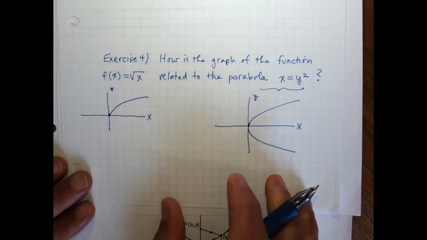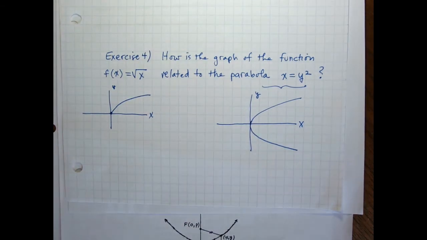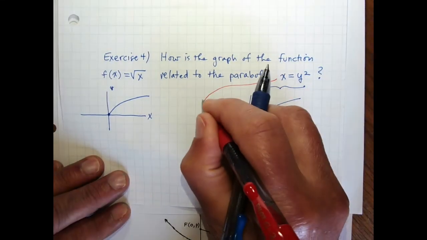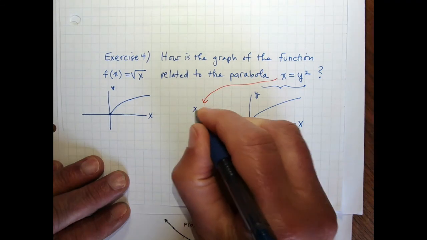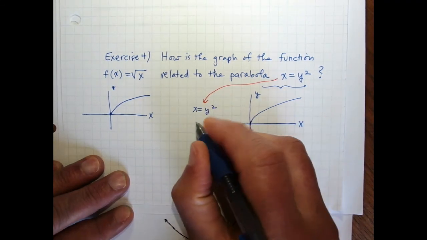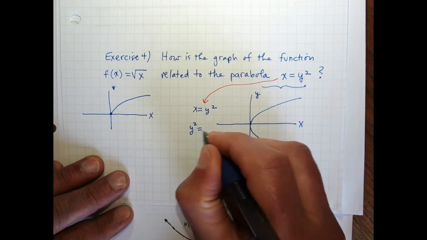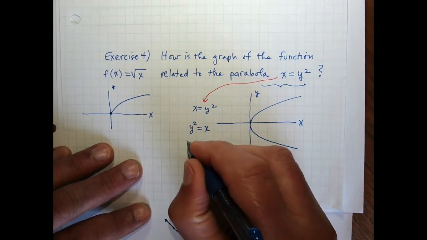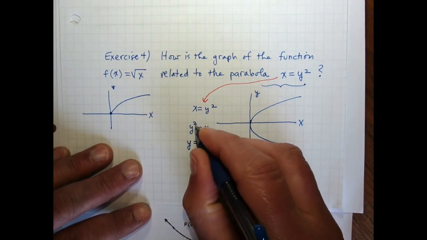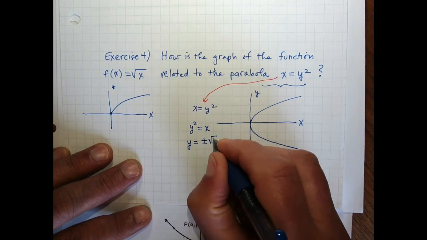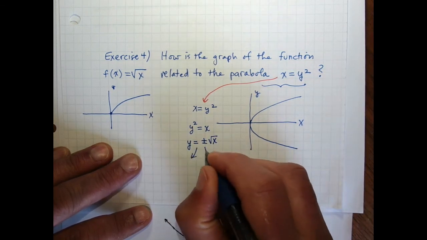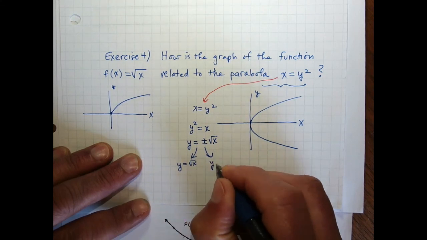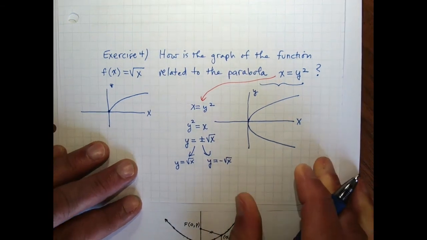And of course, these two graphs are related to each other. In fact, if you take x equals y squared, that's the same as y squared equals x. I can just rewrite the two sides in reverse order. And if I take square roots here, y is going to be plus or minus the square root of x. Notice that plus or minus square root gives me y equals a positive square root, and y equals a negative square root.